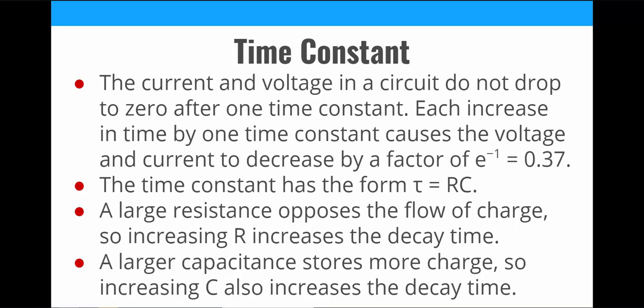So the time constant has the form RC. A large resistance opposes the flow of charge, so increasing R increases the decay time, and a larger capacitance stores more charge, so increasing C increases the decay time. So both of these things will make it take longer. Does that make sense? So more resistance, it decays slower. More charge in the first place, it decays slower.